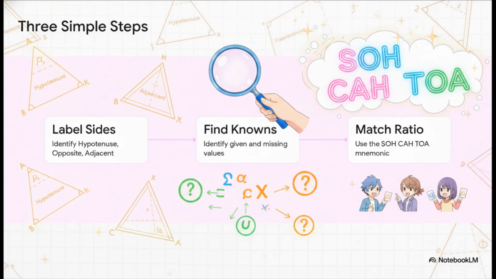You know, the absolute biggest secret to trigonometry is understanding that these ratios, sine, cosine, and tangent, are really just simple recipes. They just link the angles of a triangle to the lengths of its sides. It's like baking. If you know what ingredients you have, you can always find the missing piece. To master this, we use a 3-step logic. Step 1, you label your sides. Step 2, identify your knowns and unknowns. And step 3, match those up with the SOH CAH TOA mnemonic.